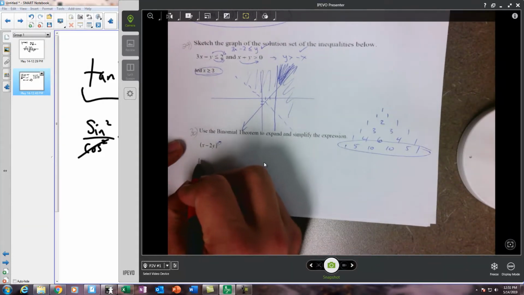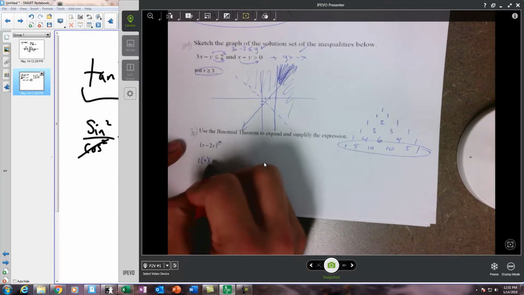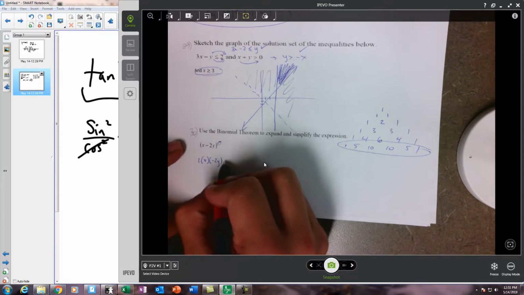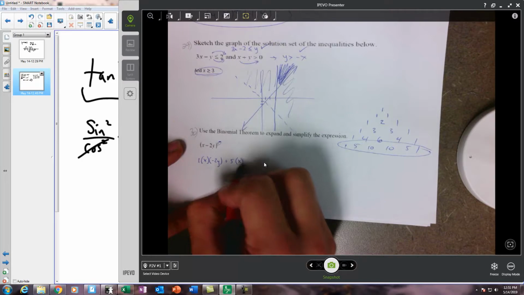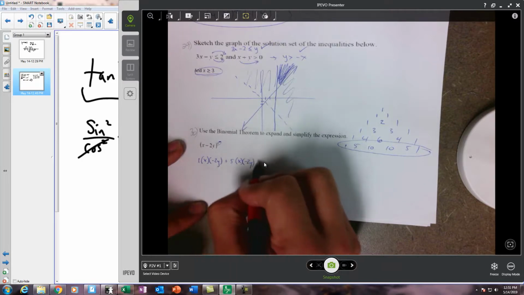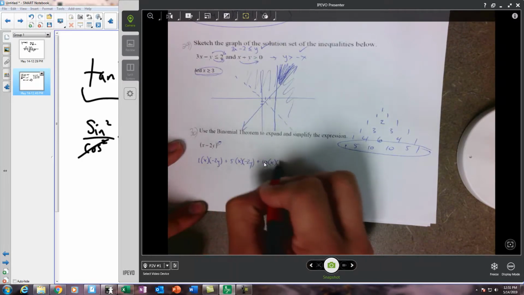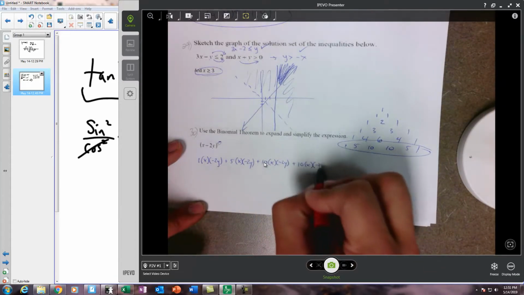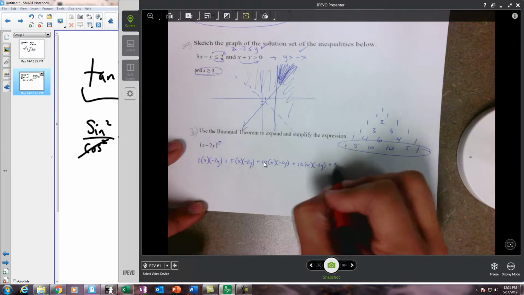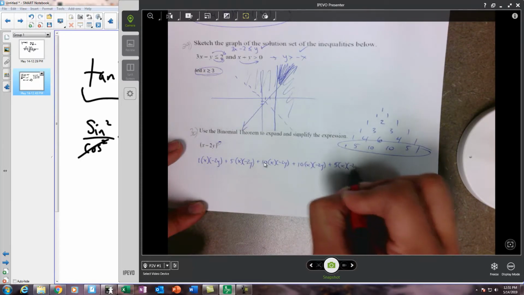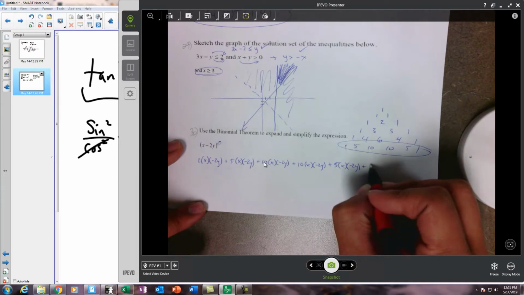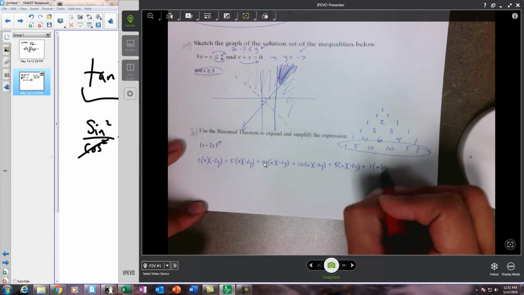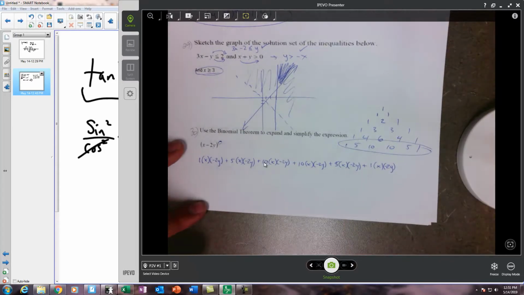It starts with 1 (x)(negative 2y), plus 5 (x)(negative 2y), plus 10 (x)(negative 2y), plus 10 (x)(negative 2y), and I keep going like this until I have finished the whole sequence. It's really important that you include that negative with the 2y because this is a minus problem. If it was a plus, you wouldn't need to include the sign.